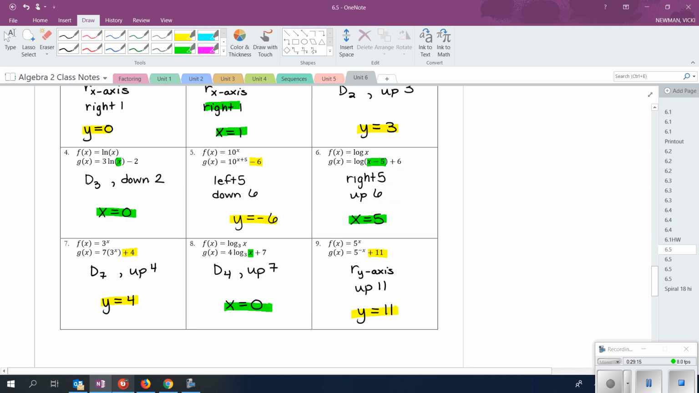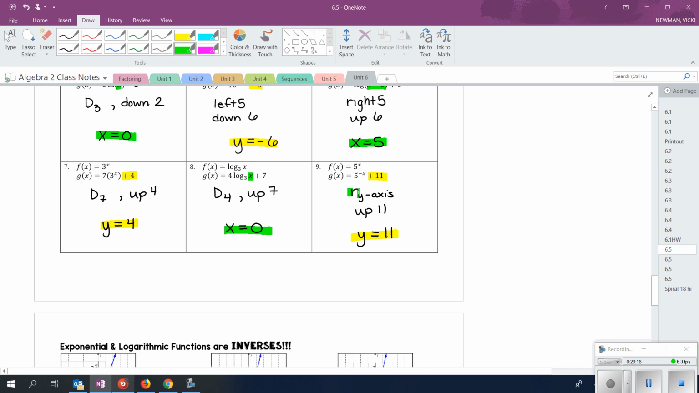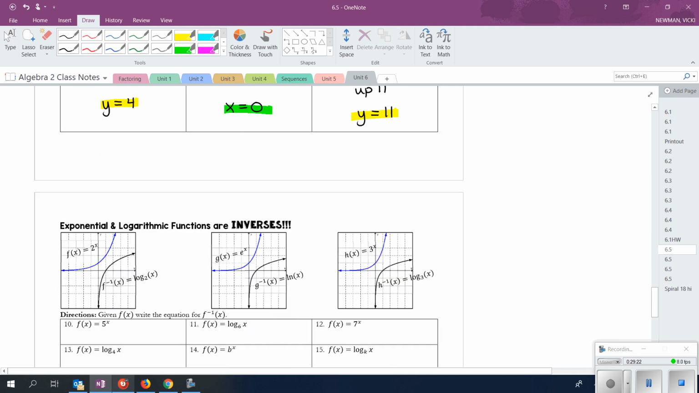Okay, I'm sure you have your transformations. Oh, this one is a reflection in the y-axis. That was a dirty trick.